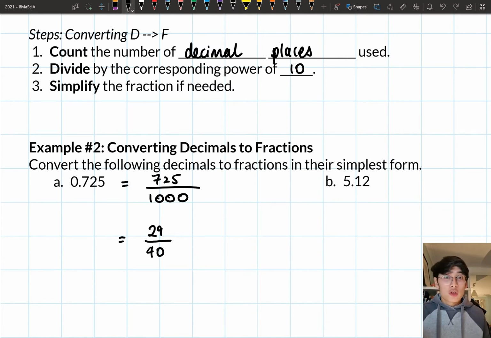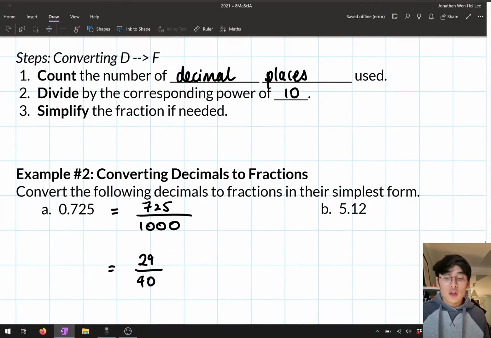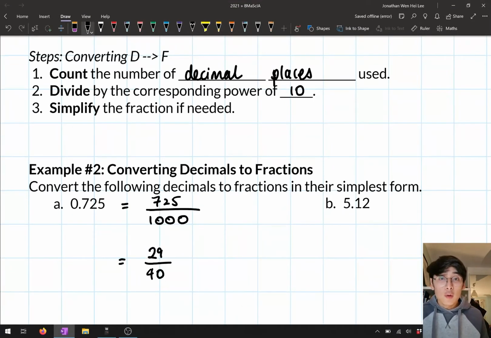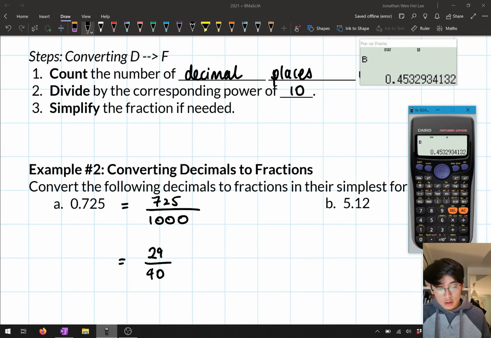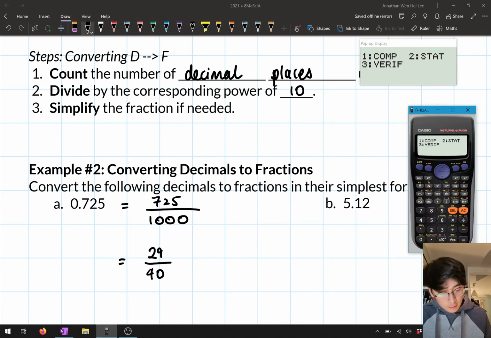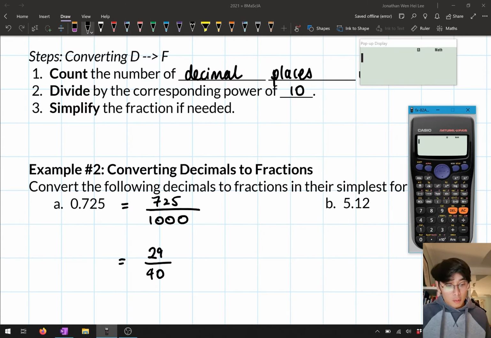So I'm going to show you a quick way of doing this, and this is a way that you can do on your calculator. If you need to convert from decimals to fractions or fractions to decimals, I'm going to show you how you can do this. First of all, I need to just fix up my calculator for a sec. What I'm going to do is put this decimal into my calculator. So I've got 0.725.